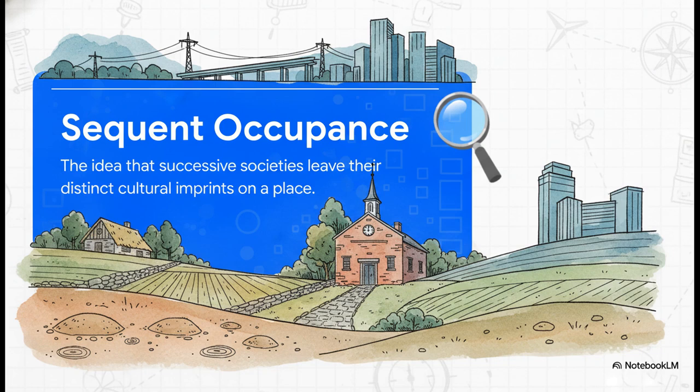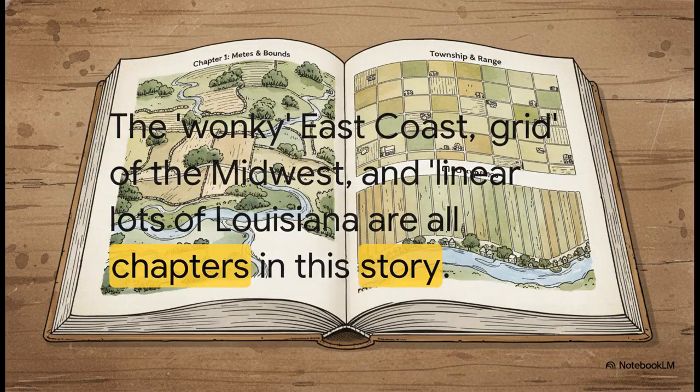Every group of people that lives on a piece of land, these sequent occupants, they leave their cultural mark behind, creating these layers of history that we can still see today. So think about it. The wonky shapes of New England? That's Chapter 1, written by the British. The neat, orderly grid of the Midwest? That's Chapter 2, authored by the U.S. government. And those linear lots down along the Mississippi and Louisiana? That's another chapter, written by the French. They are all visible imprints of sequent occupants.